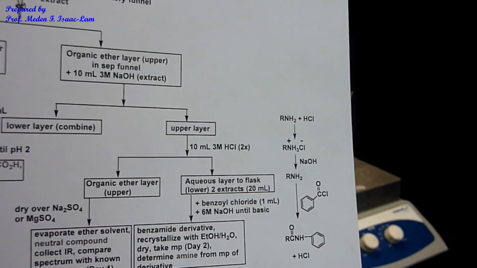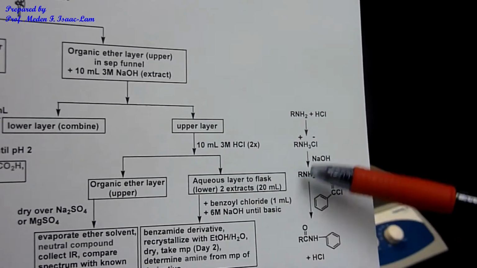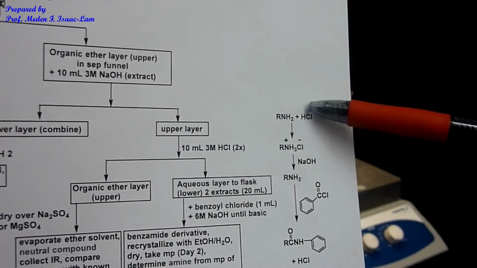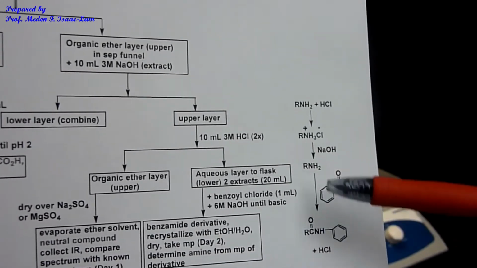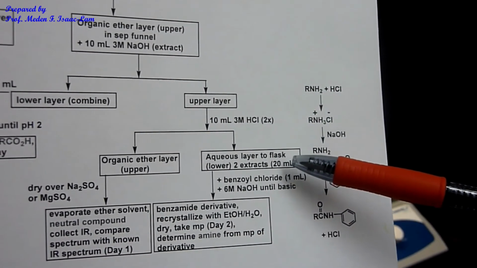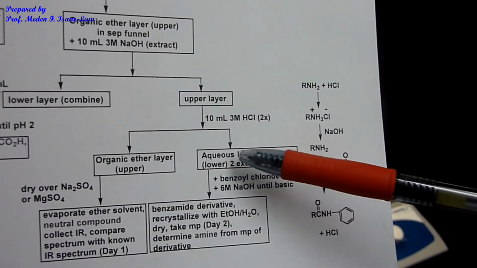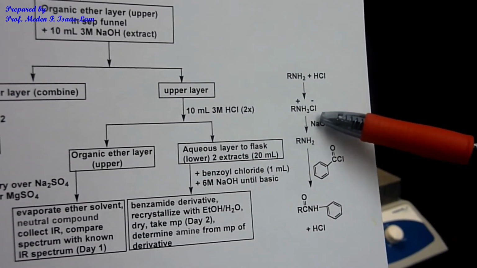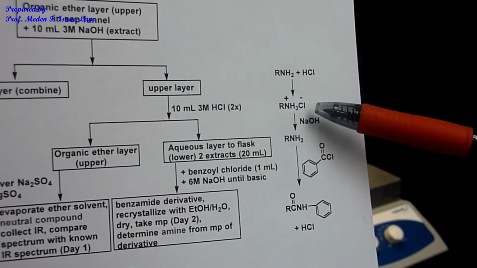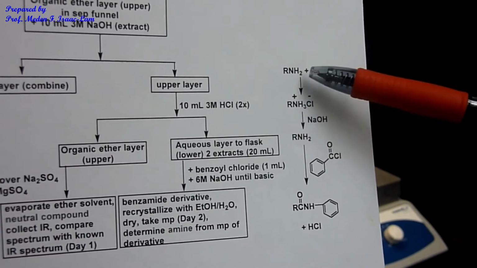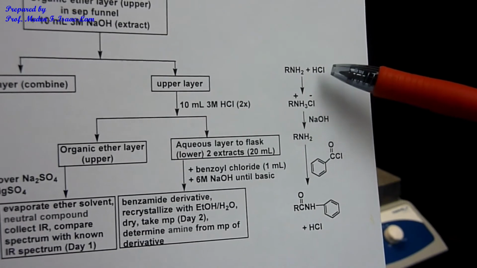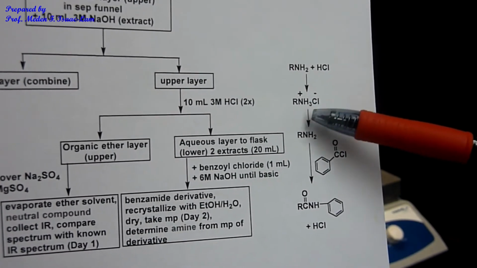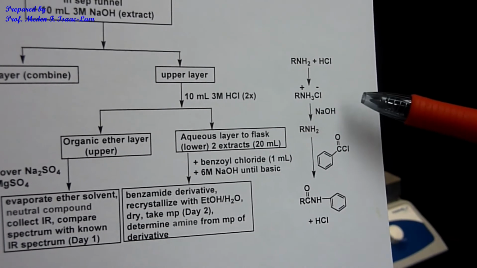So the third part of the experiment is now we are dealing with the amine, this part here of the diagram, the flow chart. The extract from the lower layer contains the amine. This is this part here, which is ionic. So the protonated amine RNH2 with hydrochloric acid became RNH3+ Cl-.